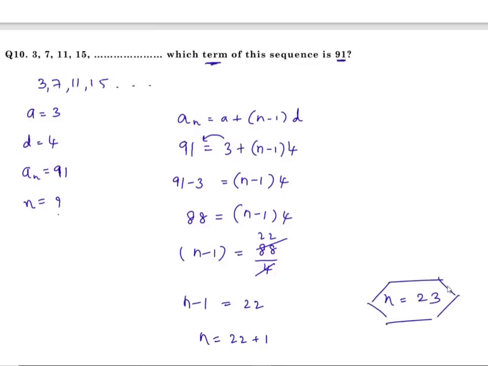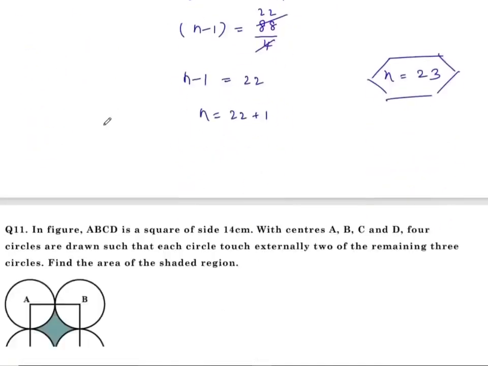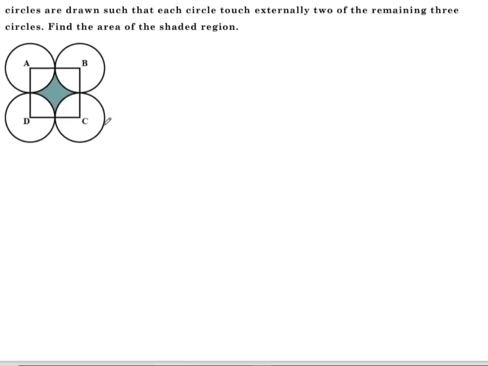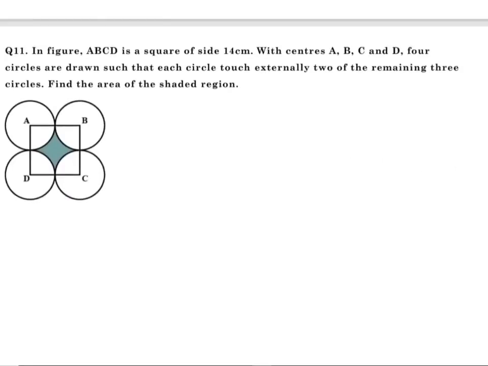91. In case you get n as negative or n as a fraction, that means 91 is not a term of the given AP, but here it is a whole number, hence it is a term. It is the 23rd term of the sequence. Very important question for 3 marks.